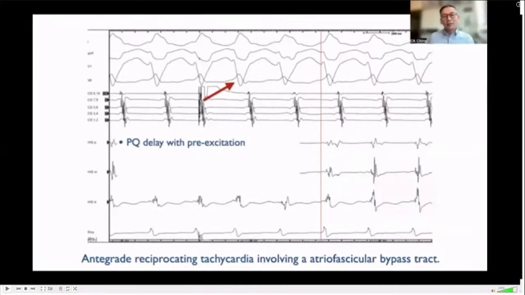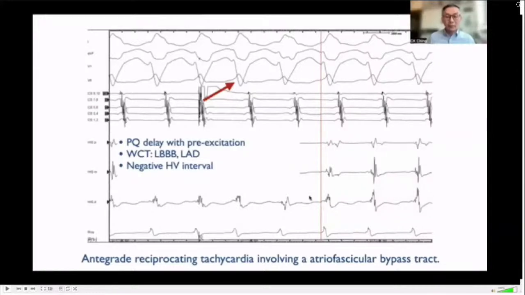These are some of the succinct observations we made thus far. Number 1, there must be a critical P to Q delay before pre-excitation occurs. Number 2, the wide complex tachycardia has a typical left bundle branch block, left axis deviation morphology.